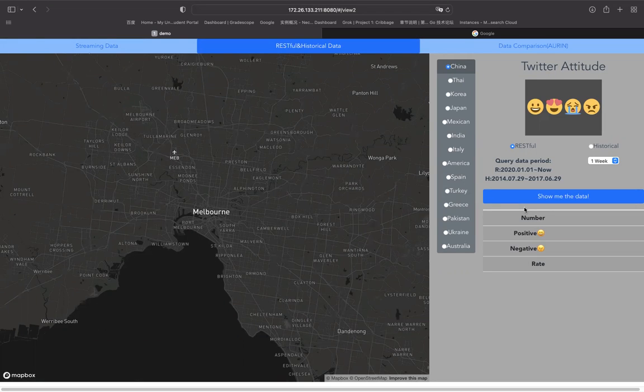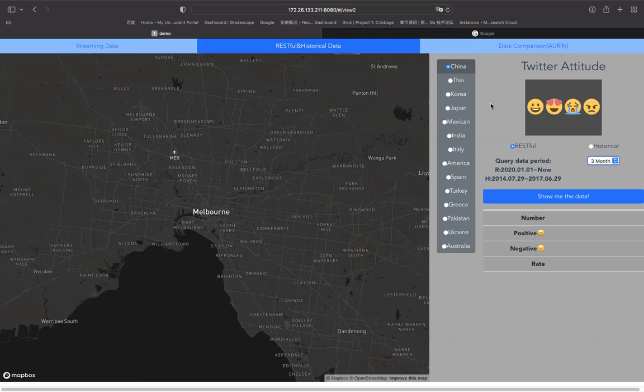We can make use of the historical data provided by the professor and the RESTful API supported by Twitter to collect data from 2014 to 2017 and from 2020 to now. User can select a time period and the data type to know about the satisfaction rate of that period towards either type of food.